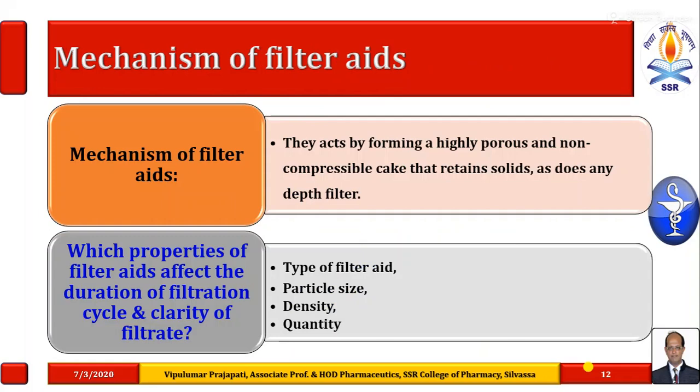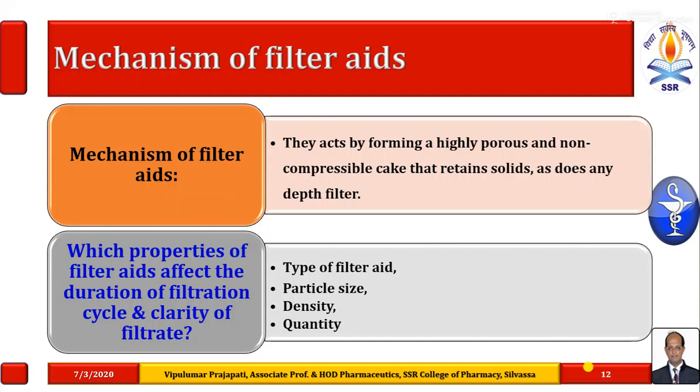What are the possible mechanisms of filter aids? The filter aids commonly act by forming a highly porous and non-compressible cake that retains solids, as does any depth filter. Which properties of filter aids affect the duration of the filter cycle, and how can the clarity of the filtrate be controlled?